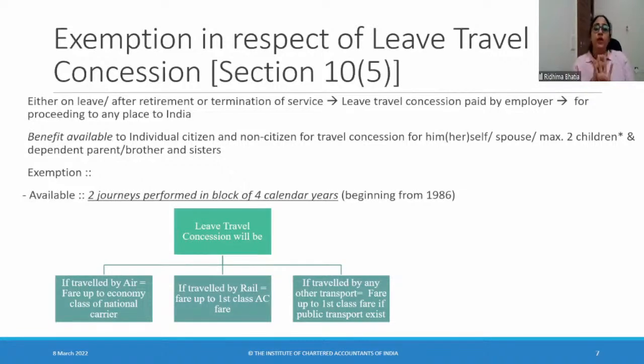If you do not avail both of them, then 1 leave travel concession can be carry forwarded to the next block. Which is the next block? 26, 27, 28 and 29. So in that you can take the benefit of 3 travel concessions. Okay, clear?